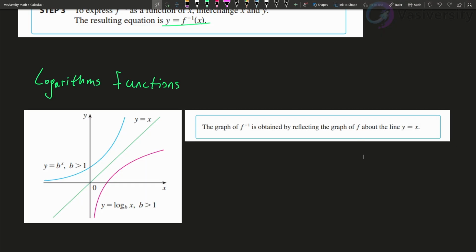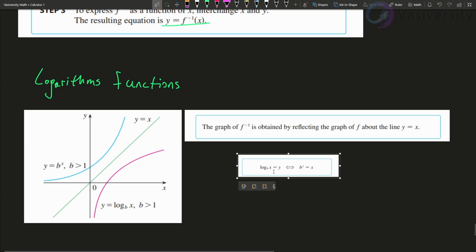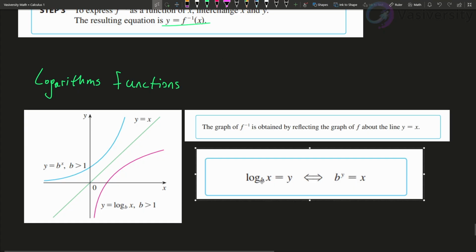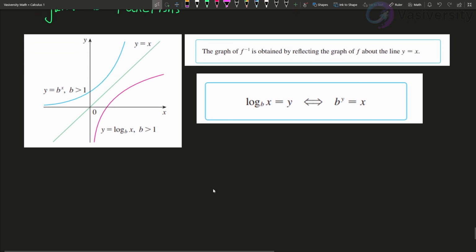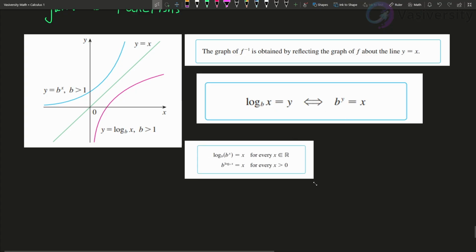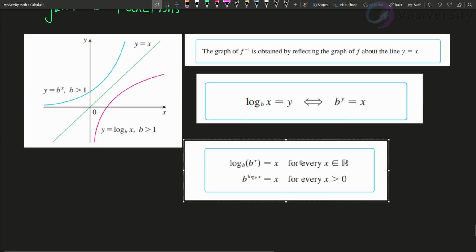Now for logarithms, what are the main rules? It's essentially the rule that it's an inverse of the exponential. The first rule is this: logarithm base b of x, where b is the base, is equal to y, which means that b to the power of y is equal to x. And then here are some of the restrictions on the logarithm. Logarithm base b of b to the x is equal to x for every x belonging to the real numbers, and b to the power of logarithm base b of x is equal to x for every x greater than 0.